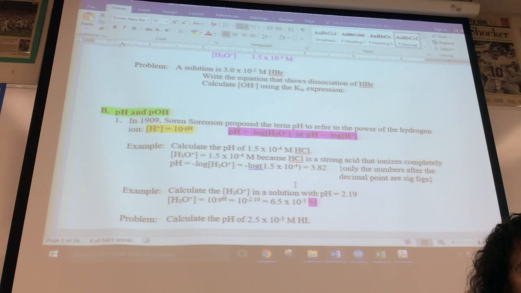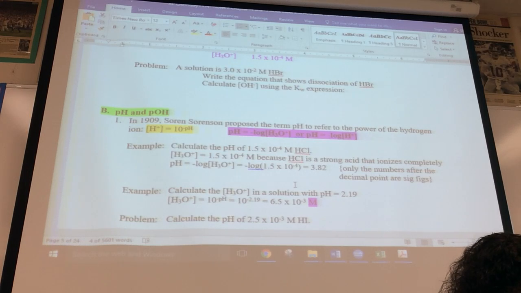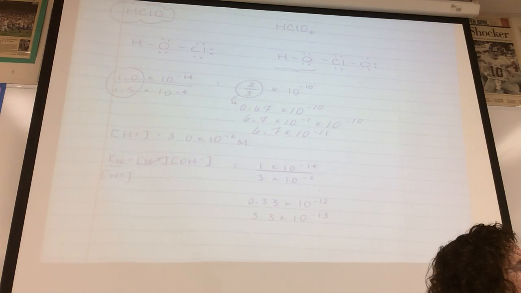Wait, so those are the same. Okay. So you can take that out. What'd you get? 3.3 times 10 negative 14. Oh, oops. That's why.